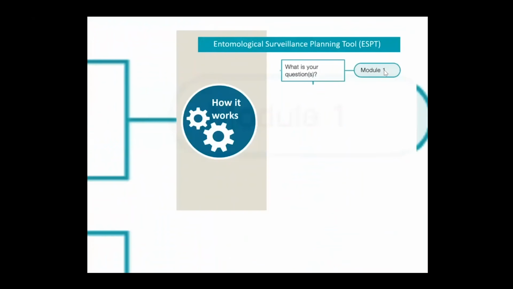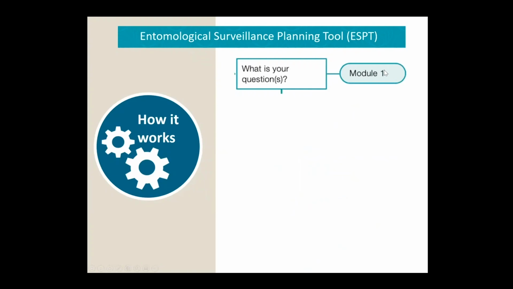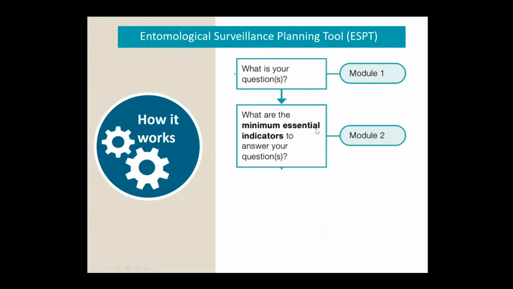ESPT begins with Module 1 and identifying your programmatic questions, such as, are long-lasting insecticide-treated nets an effective intervention in my region? The training on Module 1 will help you identify your questions by theme and then prioritize them. Then in Module 2, you'll be able to identify the appropriate minimum essential indicator that will help inform your question. For example, vector landing rates, vector resting behavior, or insecticide resistance status.